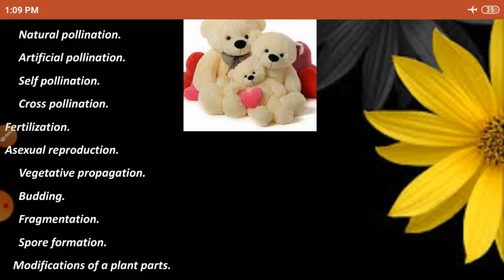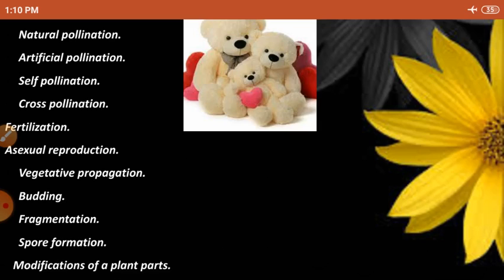And spore formation: during unfavorable conditions, spores will be produced, and a new plant will be produced when favorable conditions return. So these are the types of asexual reproduction. Asexual reproduction produces plants without the involvement of seeds.